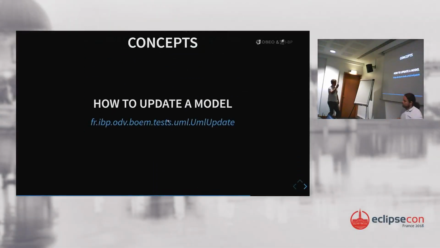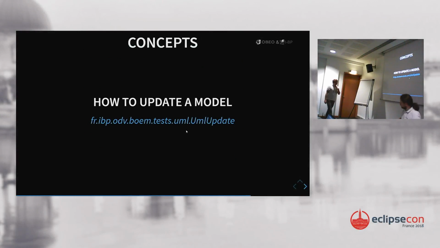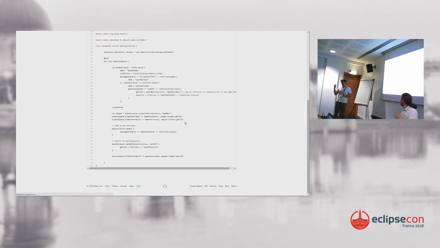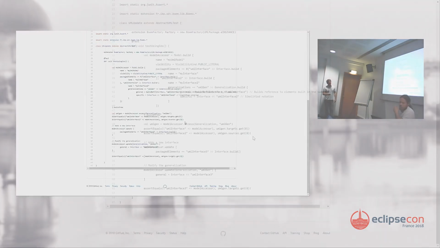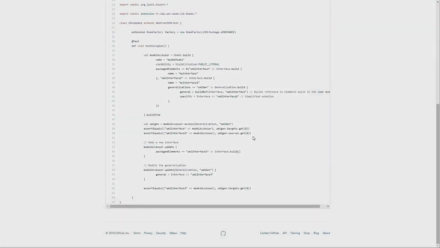Last part is how to update the model. First you create your model, you make some verification, and you want to later modify it. So again, on our tests, we create the models, and we do some checks. Now I just want to modify a part of my model.